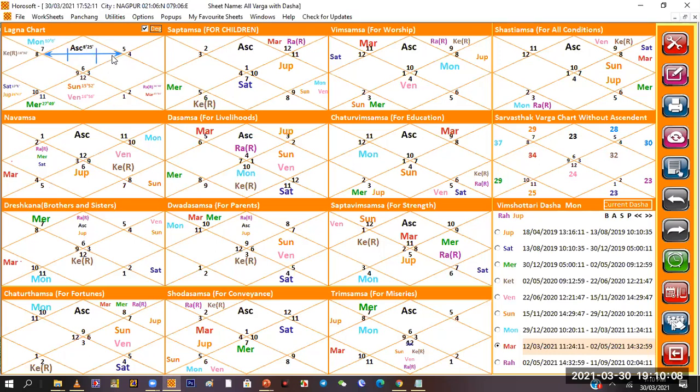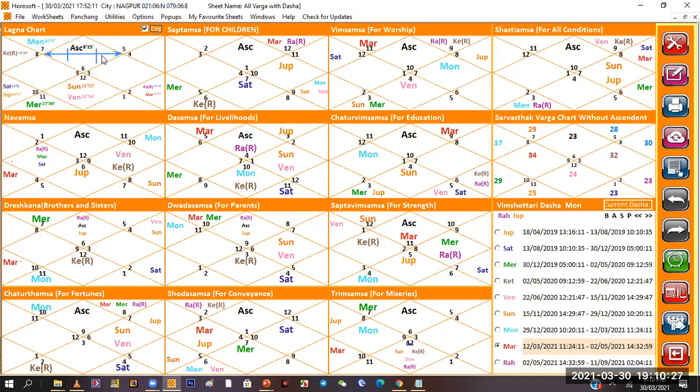The first part is between 0 to 10. Second part is 11 to 20. And the third part is 21 to 30. So the first house is finished. There is no planet, but we have an ascendant here. So if we have an ascendant here, what is the degree of ascendant? It is 8 degree 25 minutes.